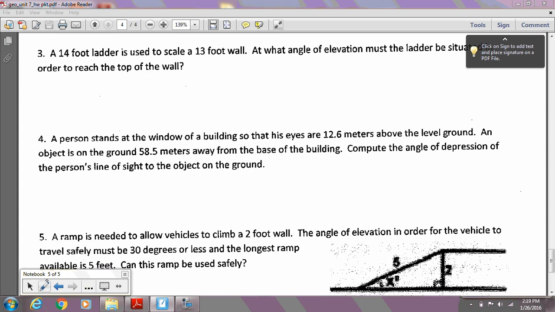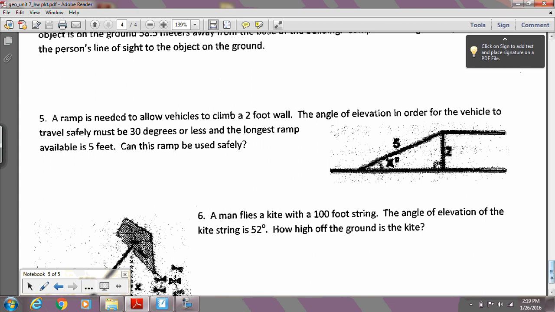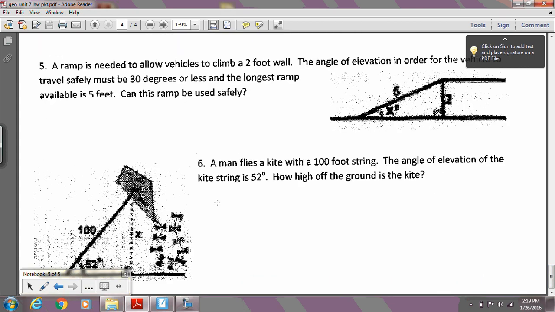Thankfully, number 5 looks like they drew us a picture already. So that's wonderful. We'll just use what is given. It says a ramp is needed to allow vehicles to climb a 2-foot wall. The angle of elevation in order for the vehicle to travel safely must be 30 degrees or less. And the longest ramp available is 5 feet. Can this ramp be used safely? So, first of all, let's find the angle, and then we can answer the question. And it's a yes or no question.